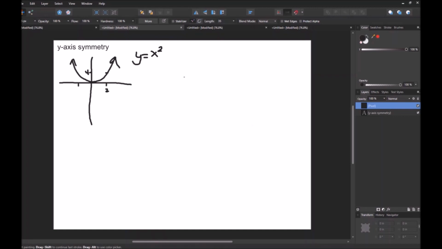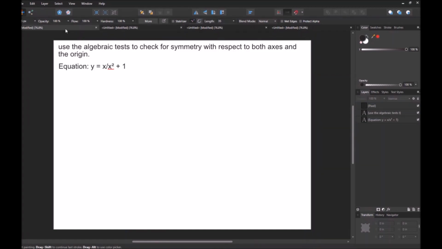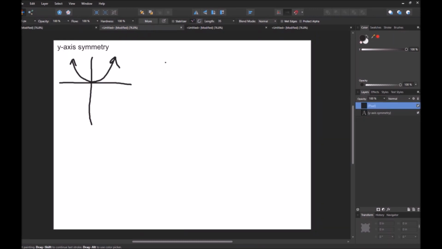Now let's extrapolate that information and use that to solve this problem that we're currently on, x over x squared plus 1. So what we're going to want to do is replace every single x with a negative x. So negative x over, and if it's being squared, you want to put the negative sign in parentheses with the x to make sure that's all getting squared. So now we have y equals negative x over negative x squared plus 1.